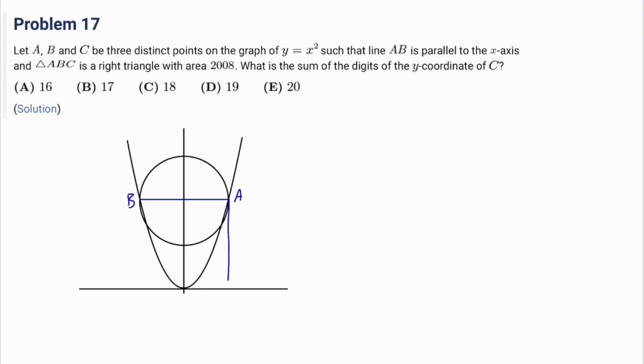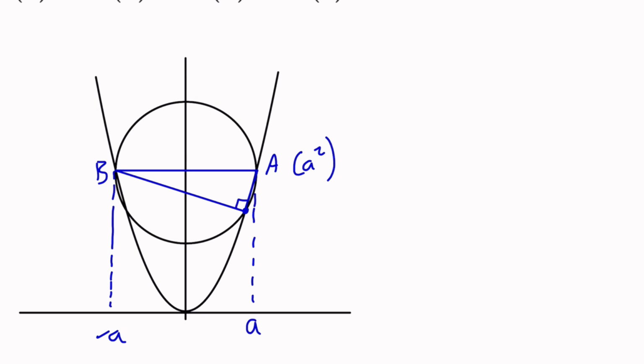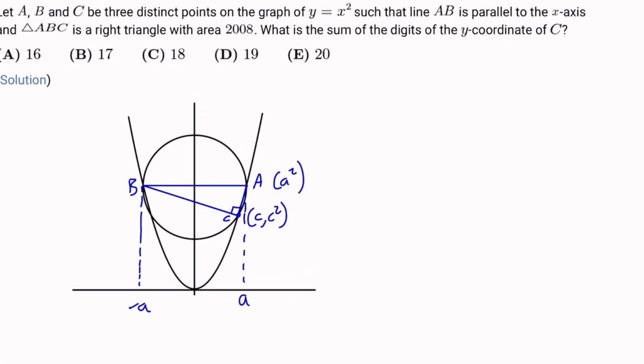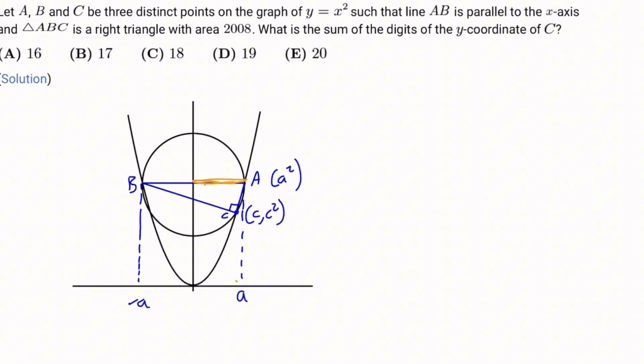So let's call this point A. So the y would be a squared, and this one would be negative a. Also, this would be the other point, and so that's C. And so this would be right angled and this would be C, and let's say C is (c, c squared), right? So basically the only thing that we need to notice is that here a is the radius, right?